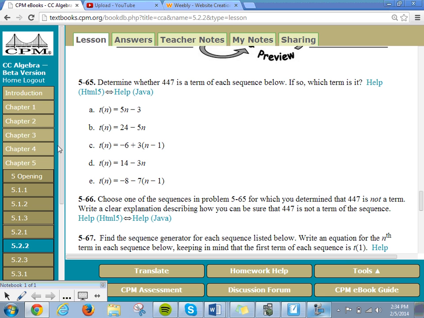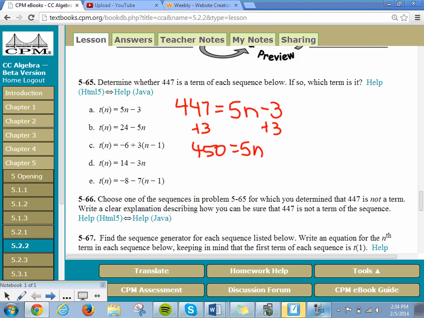So for all of these, what we're interested in doing is setting it equal to 447. And in part A, we'd set 447 equal to 5n minus 3, and then we just solve for n. So we're going to add 3 to both sides. We're looking at 450 is equal to 5n, and I know that when I divide 450 by 5, we're going to get a whole number, and we're going to get that n is equal to 90. So A is a possible solution. Or, sorry, there is a term, and it's term 90. So n is equal to 90.